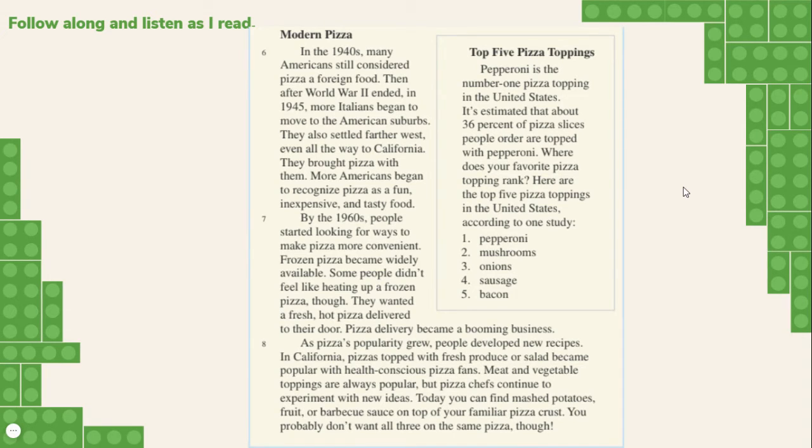Number 1, pepperoni. Number 2, mushrooms. Number 3, onions. Number 4, sausage. Number 5, bacon.